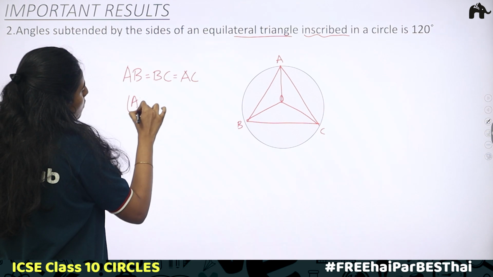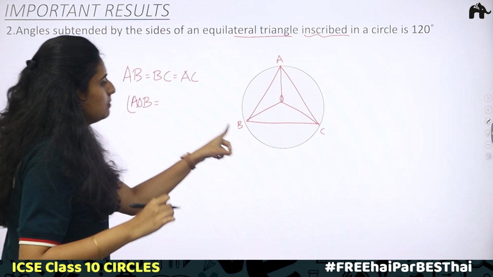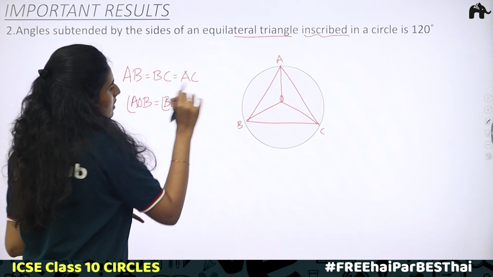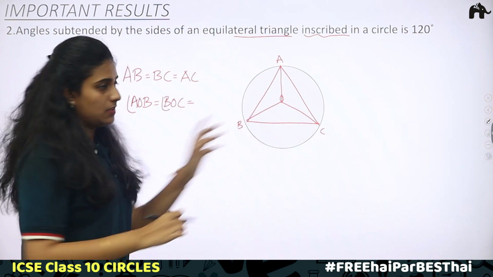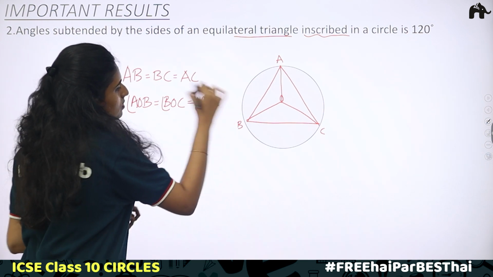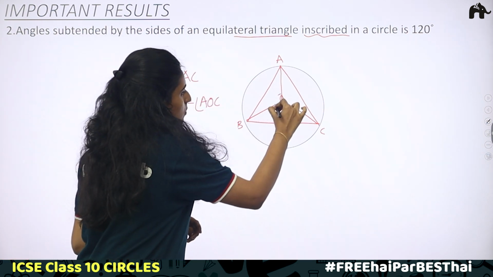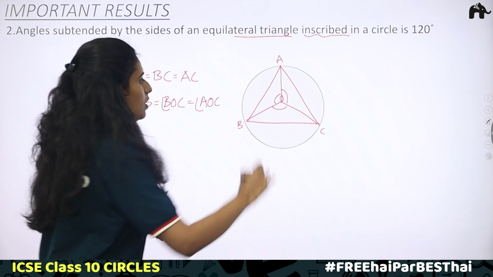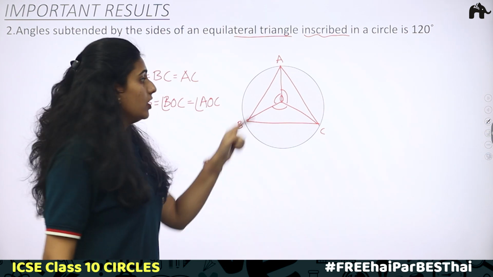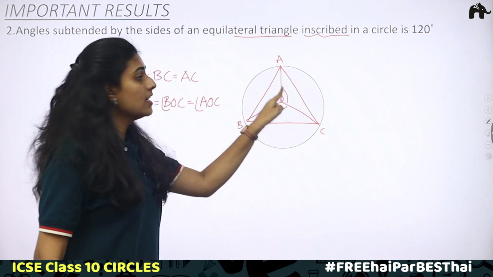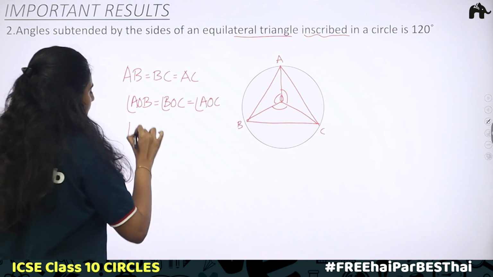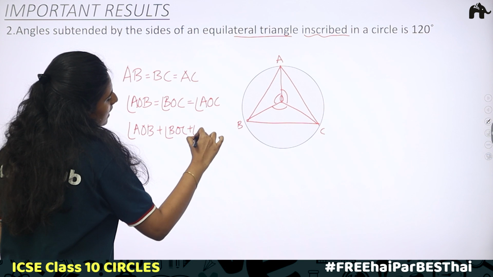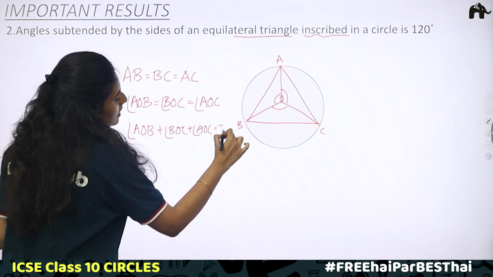Angle AOB will be equal to angle BOC, since BC subtends angle BOC at the center. Angle BOC will be equal to angle AOC. AOB, BOC, AOC. Now what is this total angle? We know the total angle will be equal to 360 degrees. Therefore, we have angle AOB plus angle BOC plus angle AOC is equal to 360 degrees.